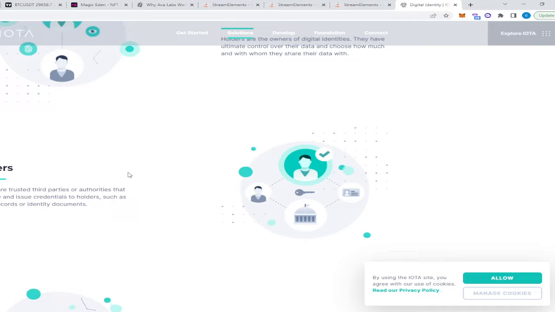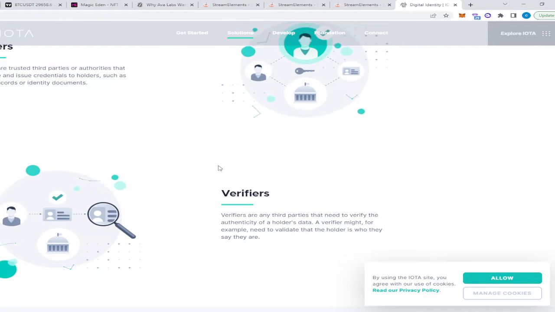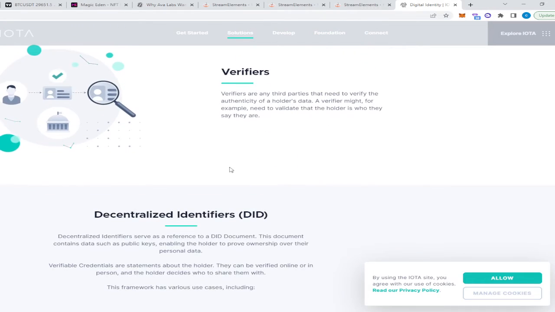Issuers are trusted third parties or authorities that generate and issue credentials to holders, such as health records or identity documents. Verifiers are third parties that need to verify the authenticity of a holder's data. A verifier might, for example, need to validate that the holder is who they say they are.